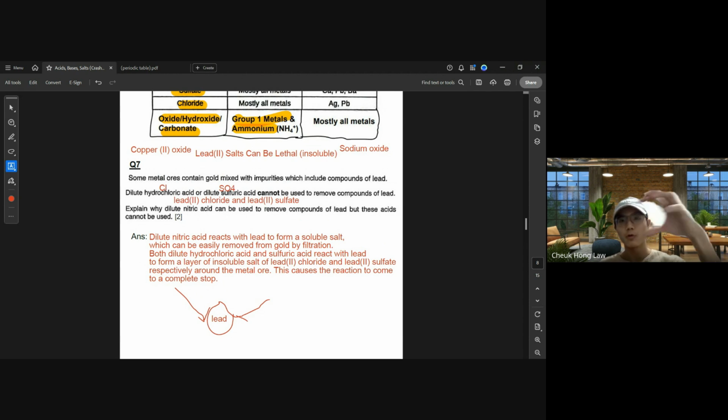Remember, at first you have gold, right? And gold contains the impurities, which contains lead. So once the lead is removed, there will be a solution here. So you have to remove the solution by filtering it out. But both hydrochloric acid and sulfuric acid, when they react with lead, they will form what? The insoluble layer, right? Because lead-2 chloride and lead-2 sulfate, they are insoluble. So it will form a layer around the lead, and therefore it causes the reaction to come to a stop. Because the layer acts as a barrier to stop the reaction.